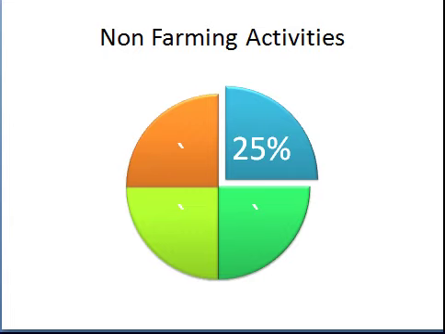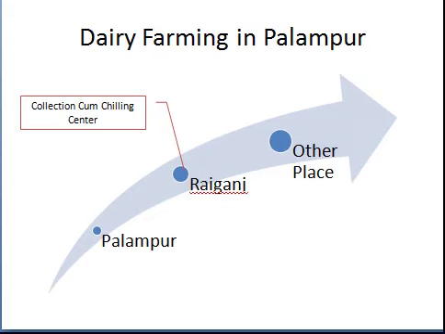The first activity, dairy. Dairy is a common activity in many families of Palampur. People feed their buffaloes various kinds of grass and the jowar and bajra that grow during the rainy season. The milk is sold in Raiganj, the nearby large village. Two traders from Shahpur town have set up collection cum chilling centers at Raiganj from where the milk is transported to faraway towns and cities.